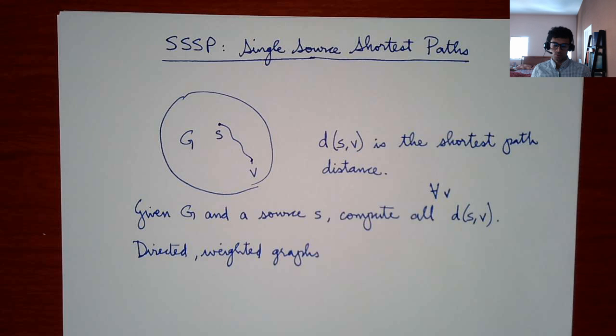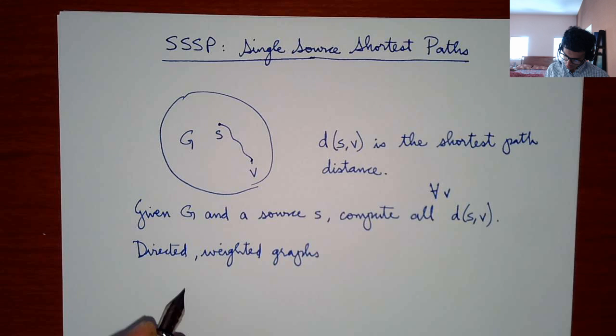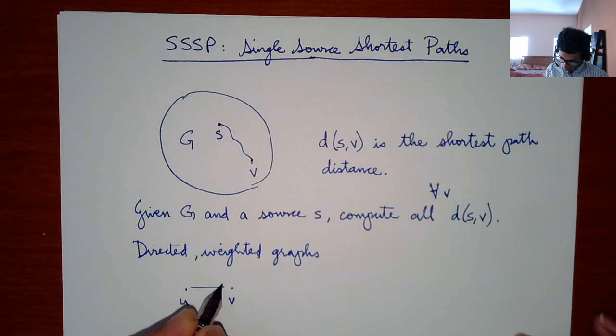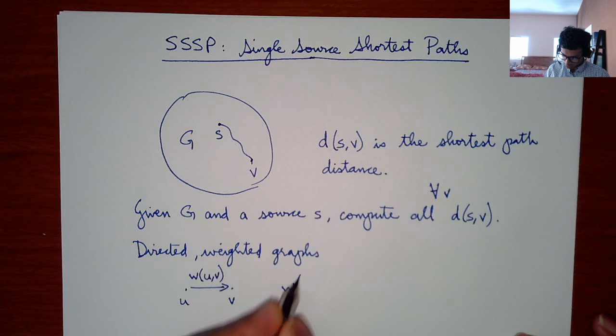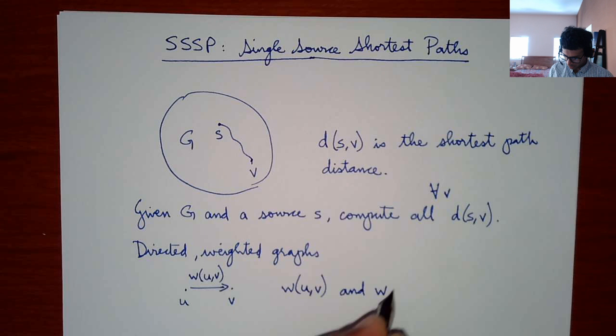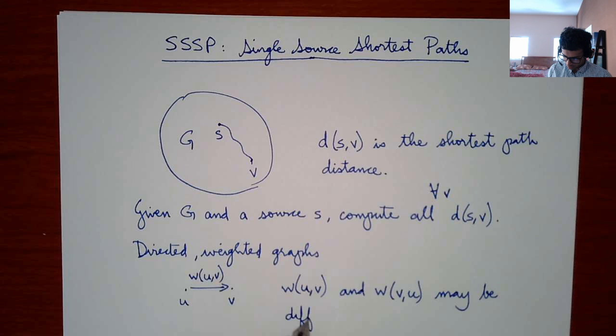Okay. So we have directed weighted graphs. So we'll think of edges (U,V) having a direction and a weight w(U,V). And so w(U,V) and w(V,U) may be different. These could be different values because the graph is directed.